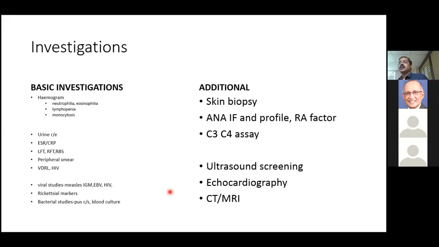Peripheral smear. A peripheral smear with atypical lymphocytes goes more in favor of a viral cause, whereas if it is a lot of eosinophils that you're seeing, it more goes in favor of a drug or an exogenous agent, right? Don't forget to do a VDRL and HIV workup whenever you're dealing with a reproductive age group individual.